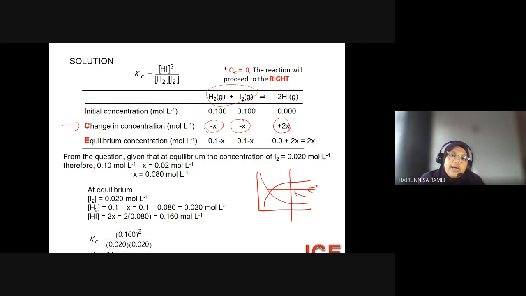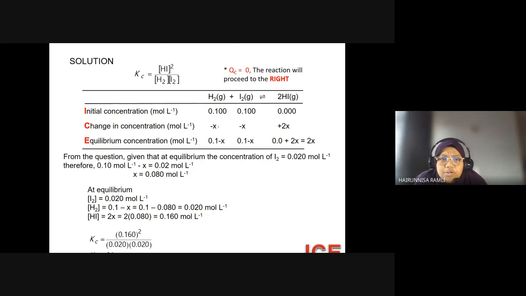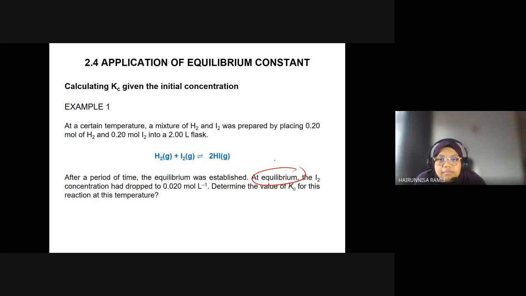So at equilibrium pula. Apa benda kita nak letak? Okay. So you just tolak kat sini lah 0.1 minus x. So you akan dapat 0.1 minus x. Yang ni pun sama. Yang ni 0 plus 2x kan. So you akan dapat 2x. Okay. And then kat soalan dia bagi dah kat sini. At equilibrium. So at equilibrium eh. The iodine concentration, this iodine had dropped to this concentration. Maksudnya at equilibrium.